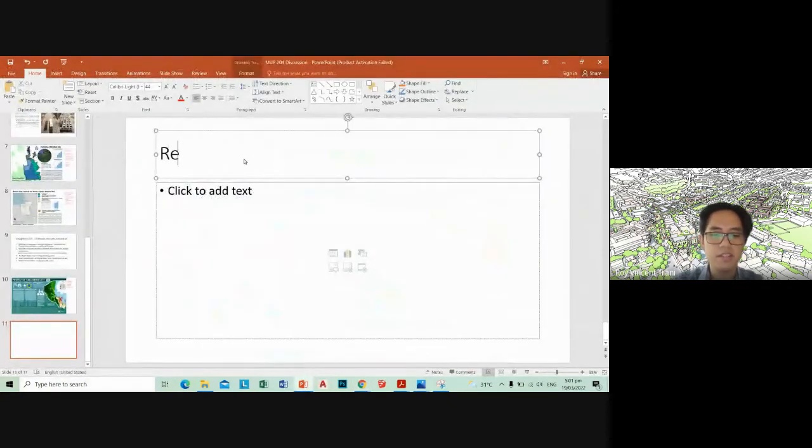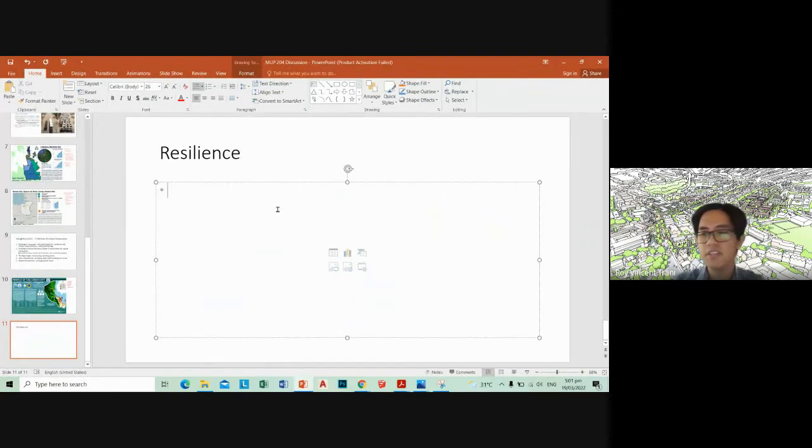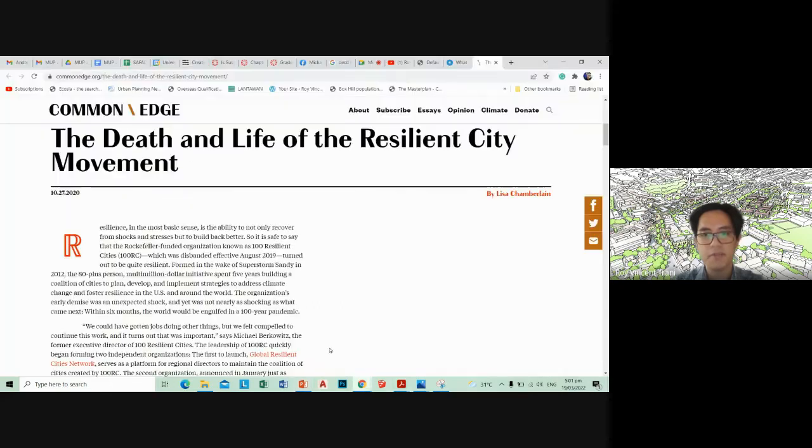New slide. Resilience. So on top of making sure we manage our resources, sustainability equals managing resources. Resilience is really what we call this. In a way, managing our, I guess I would say, I want to say people, but I want to read a bit more about this. Let's see here.